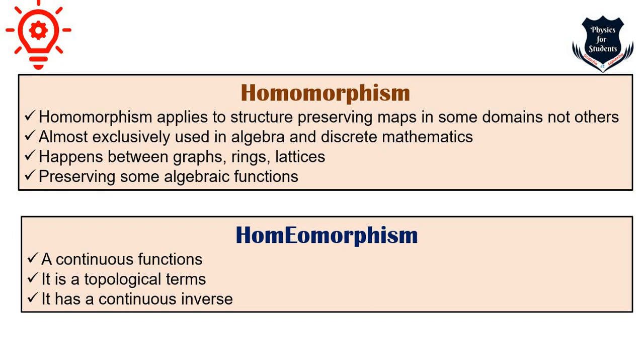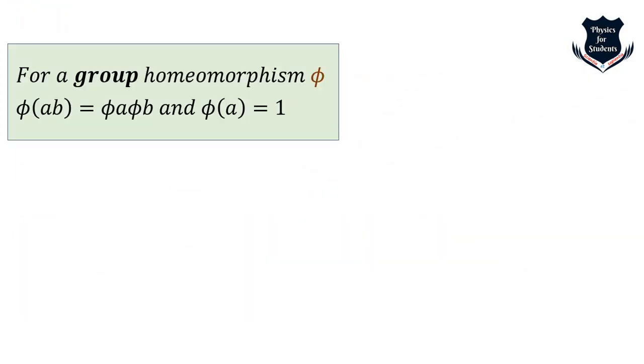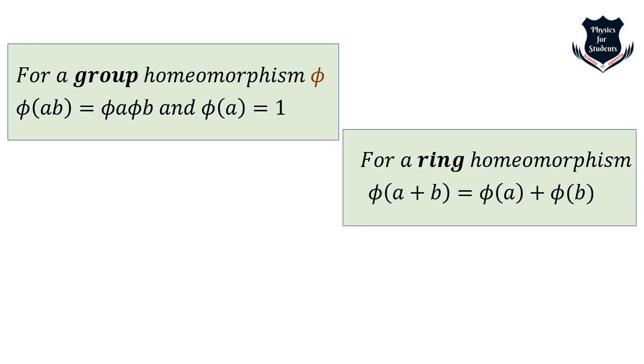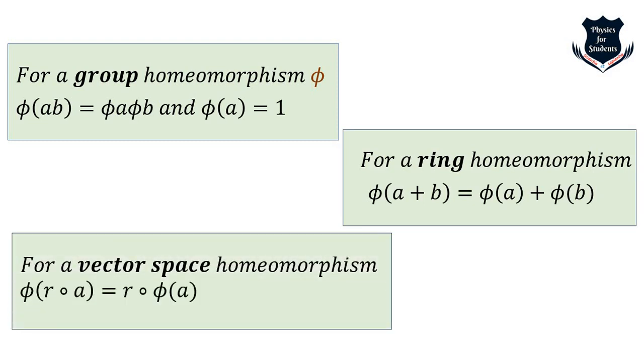So here, let us go forward. I would like to tell you the final difference. Homeomorphism has a continuous inverse and it applies to topological terms. Now this is just a quick note: for a group homomorphism phi, this is the equation. For ring homomorphism we get this, and for vector space homomorphism we get this. So those who are into ring theory can understand how homomorphism applies, and vector space homomorphism.